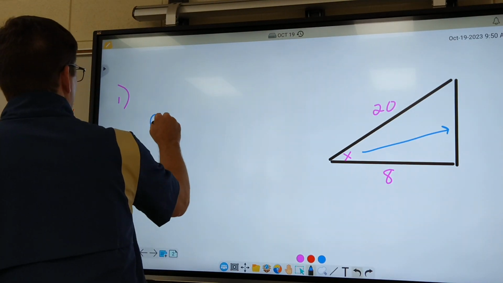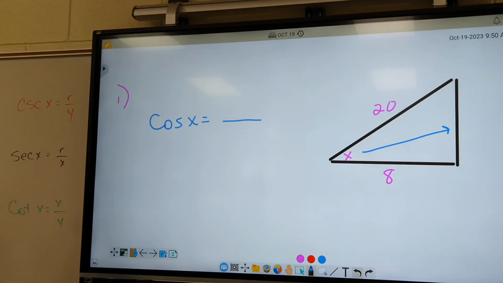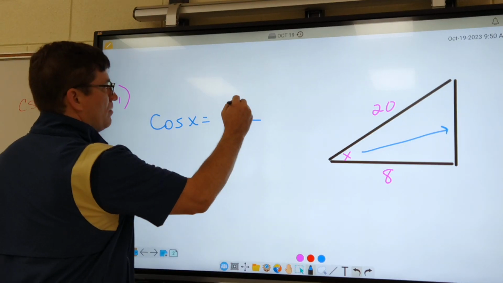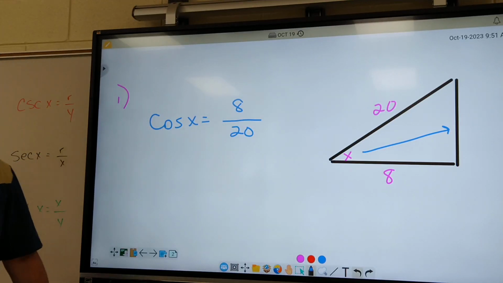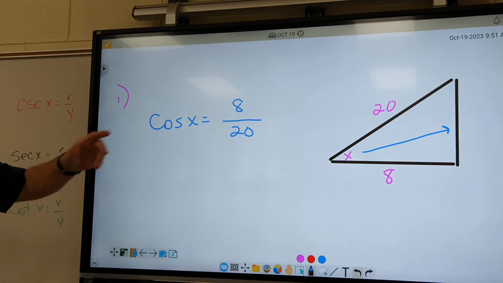So I do cosine of x equals. How do I know what goes on top? I look at my formulas. And again, guys, if you don't want to look over there, just write them on your paper. But I'll move them up here next week. It says put your adjacent side on top. So that means 8's got to go on top, 20 on the bottom. That is the only work you have to show me on every one of these problems. You got to show me that equation.